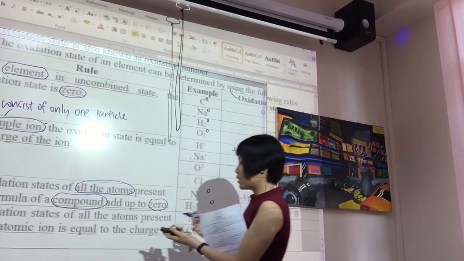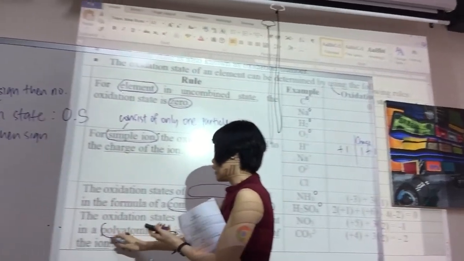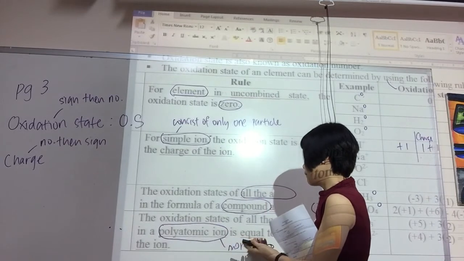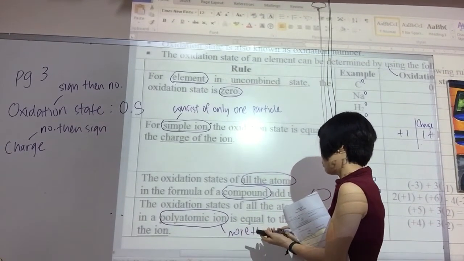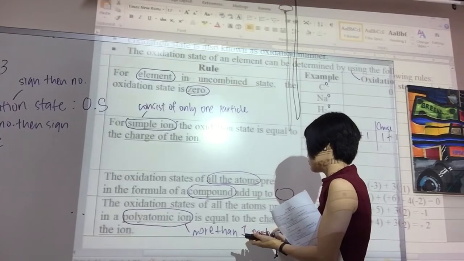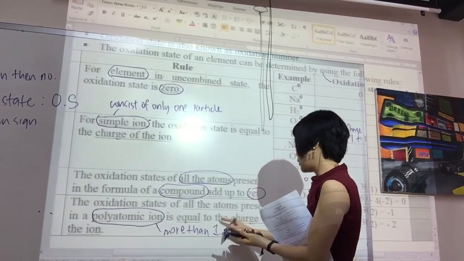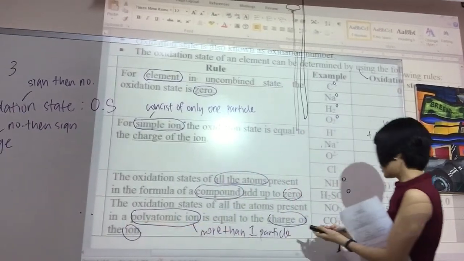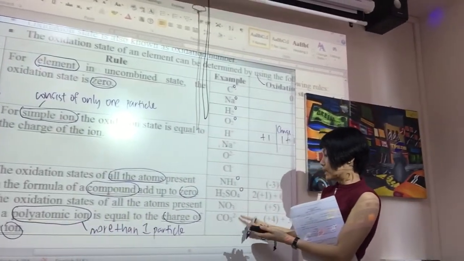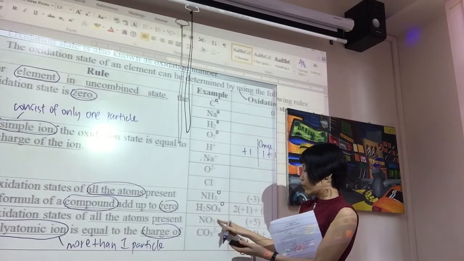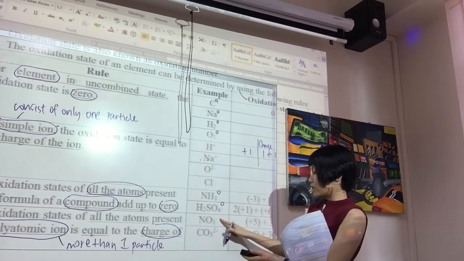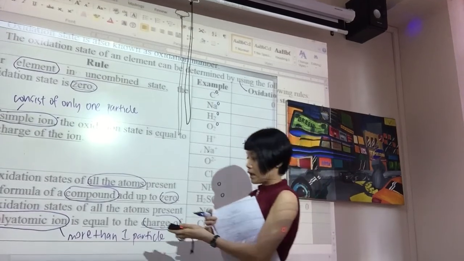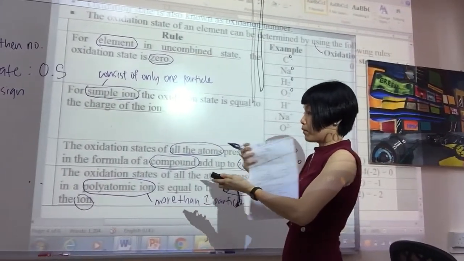Now the last one is for polyatomic ion, which we also say complex ion. That means more than one particle, and it will be equal to the charge of the ion. If you look here, can you see all these are polyatomic or complex ions? So it will be equal to the overall charge. You notice here it is equal to -1 and -2. Now we're going to look at example 1.